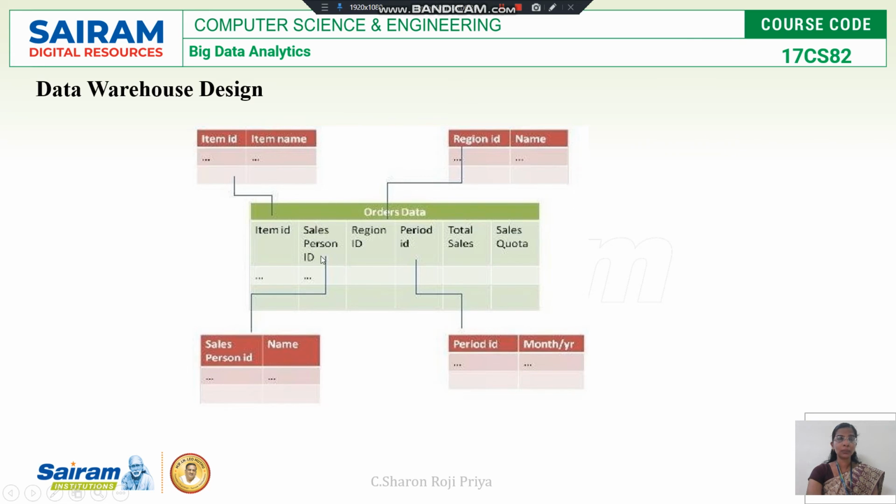If you take salesperson ID, only the ID will be in the central table. The lookup table will contain the name related to that person ID. Similarly, you can see region ID will be in the central table, and the name of the region corresponding to the ID will be in your lookup table. So this is your star schema.